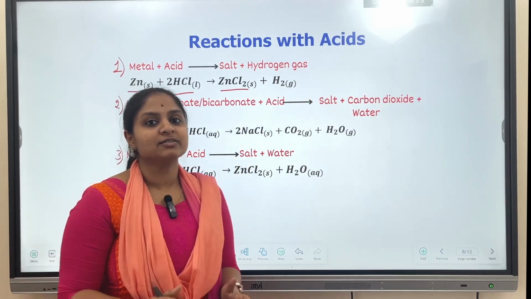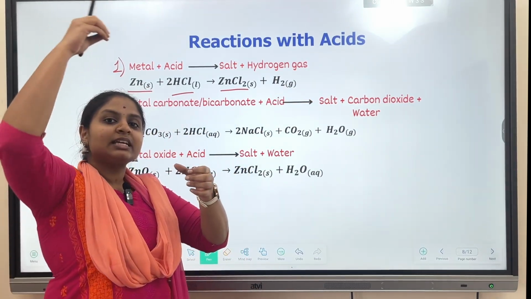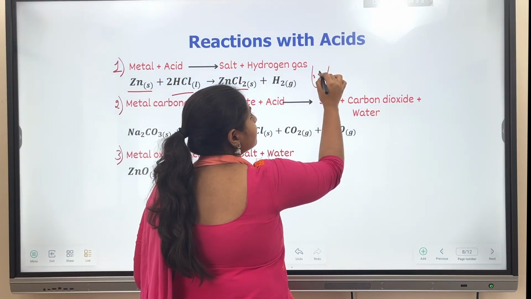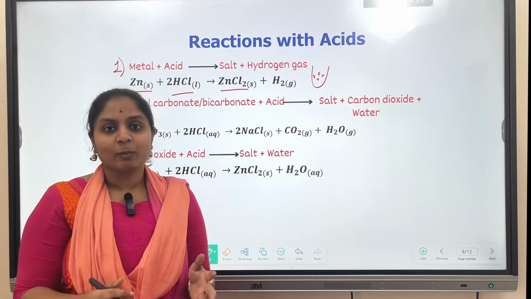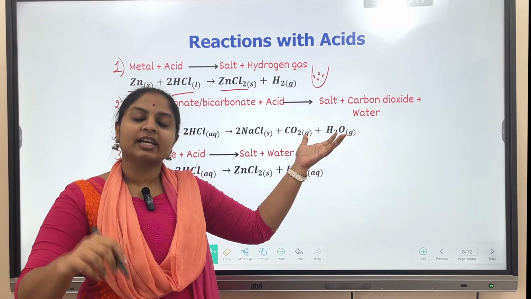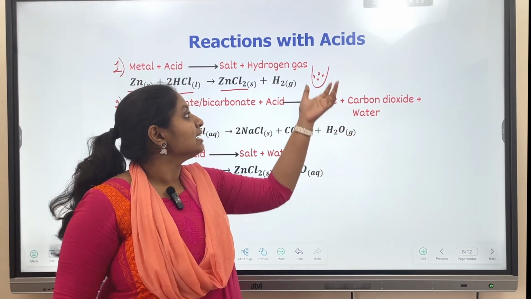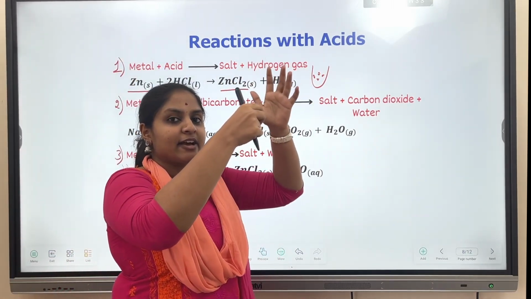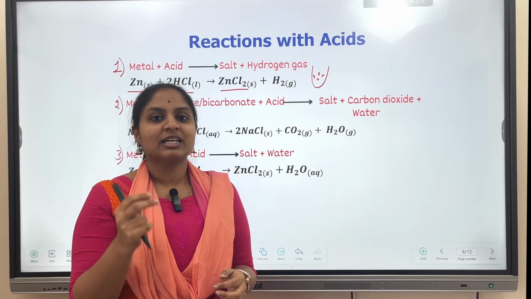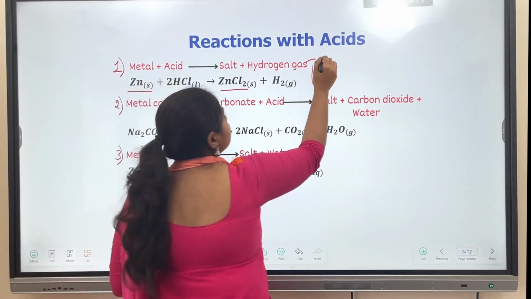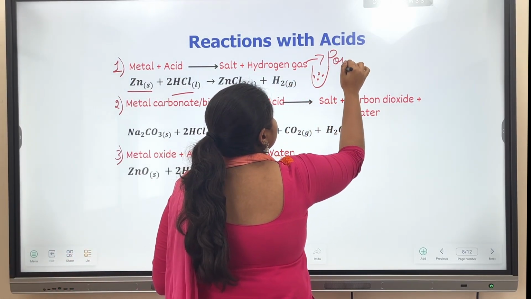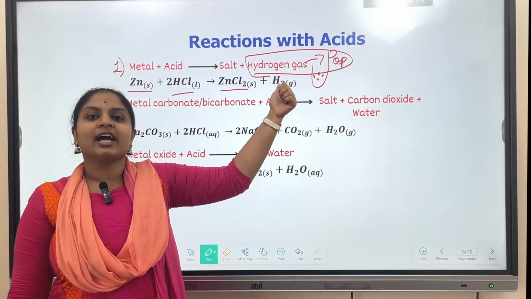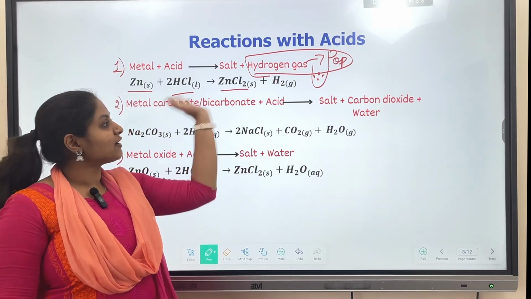If you closely observe this reaction happening, when zinc is added with HCl, we will see small bubbles evolving. Those gas bubbles that are evolving, you can also name it as effervescence. When we bring a burning candle near the gas that is evolved, we will hear a pop sound. That pop sound confirms that hydrogen gas is evolved. This is the first type of reaction.